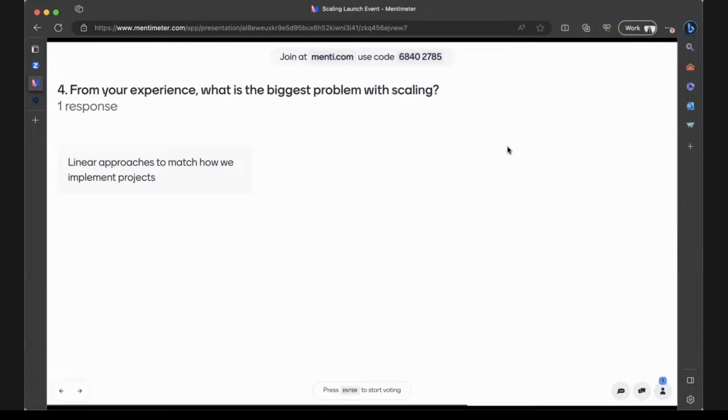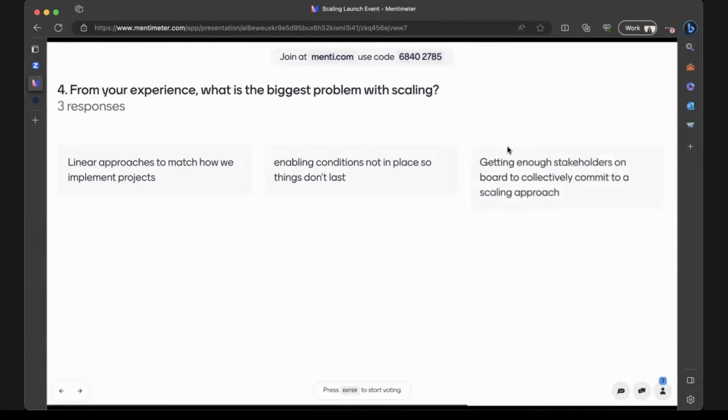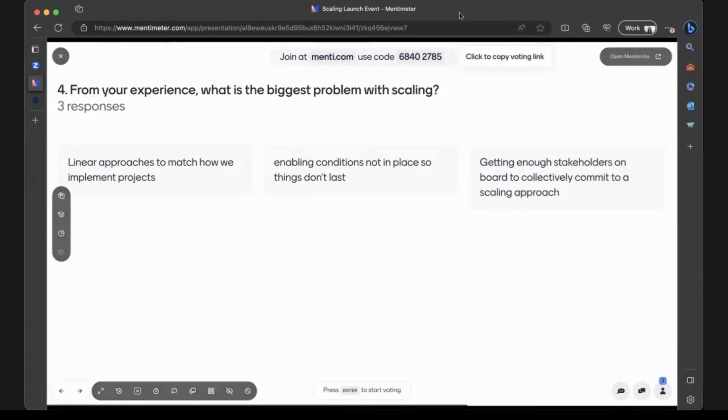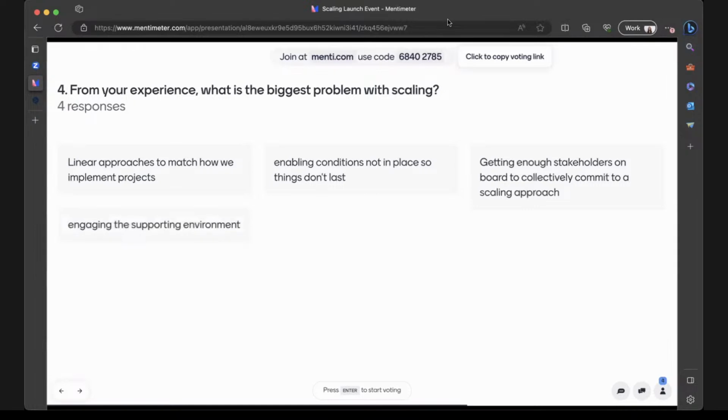Linear approaches to match how we implement projects. Enabling conditions not in place, so things don't last. Getting enough stakeholders on board. Yes, that's true. It's hard to engage with them and have commitments. But we really need that for scaling, because if we don't scale with others, then that's not really scaling, is it? Engaging the supporting environment.